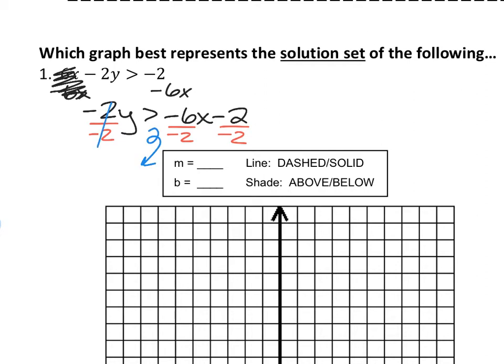So 2 divided by 2, that's 1. This is y less than now. Negative 6 divided by negative 2. Where'd I get the 6 from? I moved it over there. Oh yeah, my bad. Well, it's just 3x. Negative 2 divided by negative 2 is a positive 1.